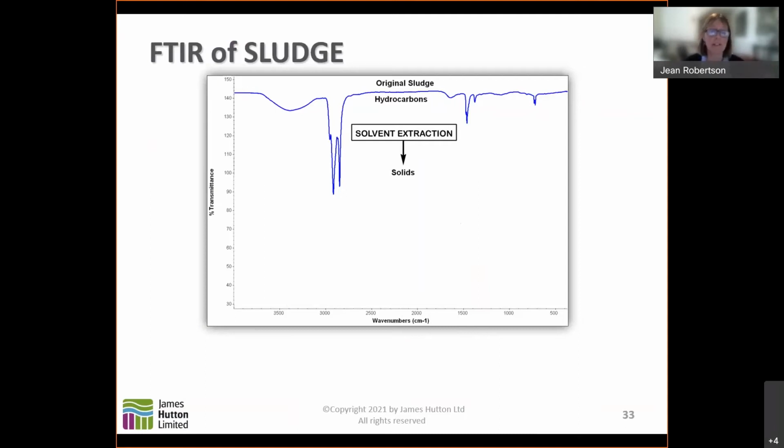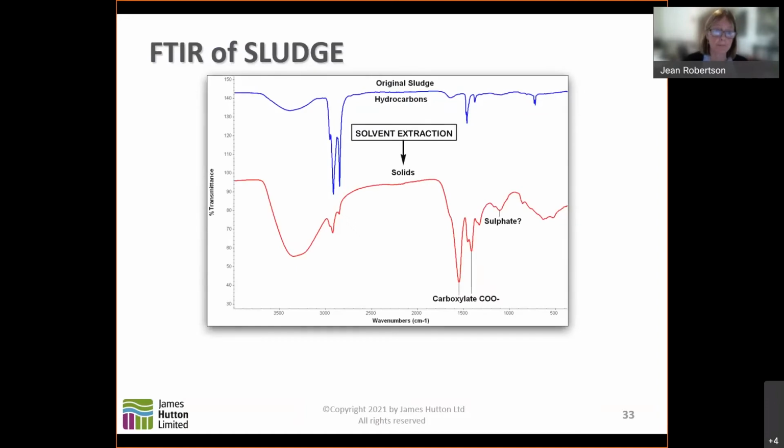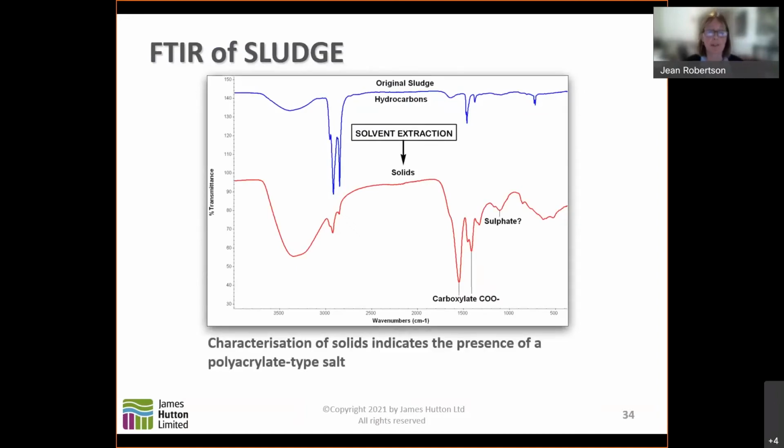So in this particular case, we see it's dominated by hydrocarbons. There's some evidence that there's paraffin wax there, but also other hydrocarbons. So we would therefore go and do an extraction. As you can see, we've got our original spectrum at the top, we've done a solvent extraction, we've got the insoluble solids out, and we've done the spectrum of them. As you can see, they're completely different from what we were originally seeing. So the preparation is very important.